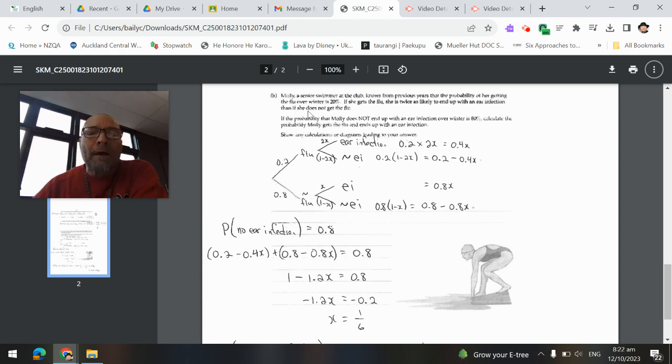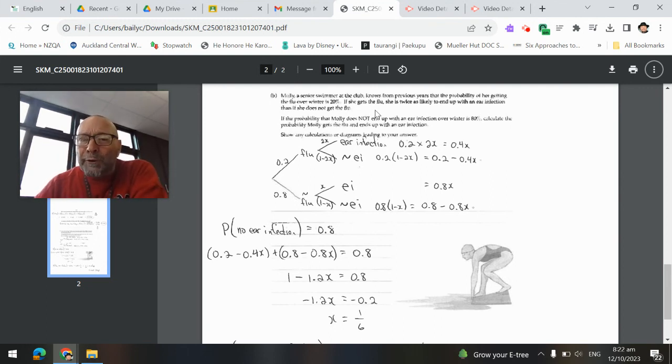getting the flu over the winter is 20%. So if there's a 20% probability that she gets the flu, the other branch is going to be that she does not get the flu. And that tilde, that little squiggle, means not. So 20% chance of getting the flu, so an 80% chance of not getting the flu.